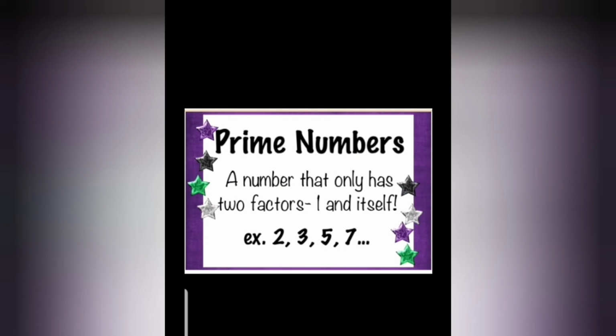The definition of a prime number is a number that only has 2 factors, 1 and itself. For example, 2, 3, 5 and 7 are examples of prime numbers as they divide by itself and 1.